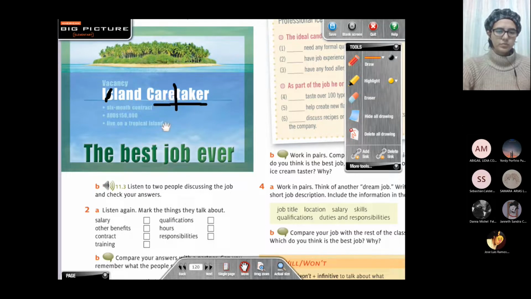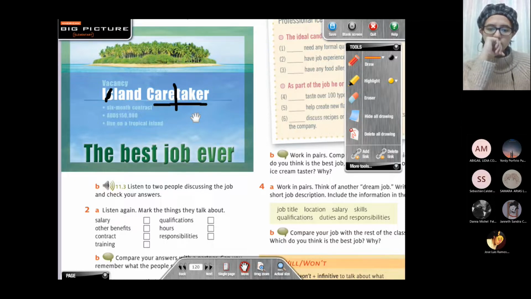off the coast of Australia, in addition to a fantastic salary of 150,000 Australian dollars. 150,000? Yes, the caretaker will get $150,000 for a 6-month contract. And in addition to the salary, the caretaker will live rent-free. That's right, they won't pay any rent, in a 3-bedroom beachside villa with a swimming pool. Wow, that really is the best job ever.